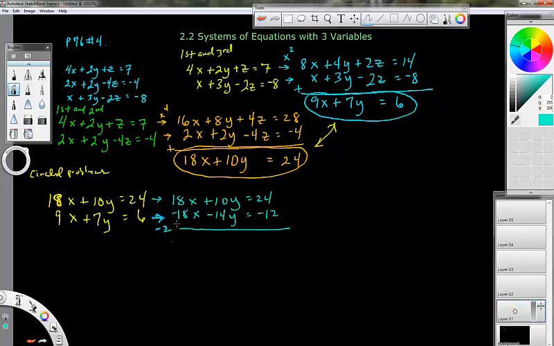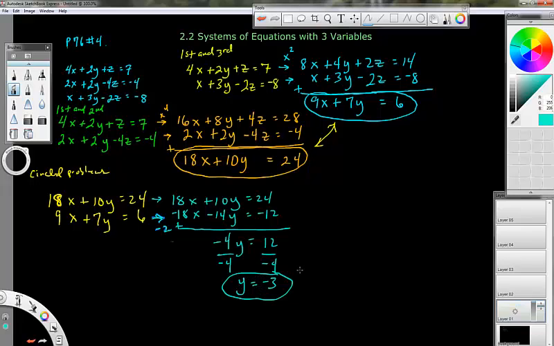Draw a line. Add. See what happens here. This would be -4y equals 12. Yep. And then we divide by -4. And y would equal -3. And that gets a circle. So that's one of the final answers. Congratulations, you are now 1/3 done with this problem.